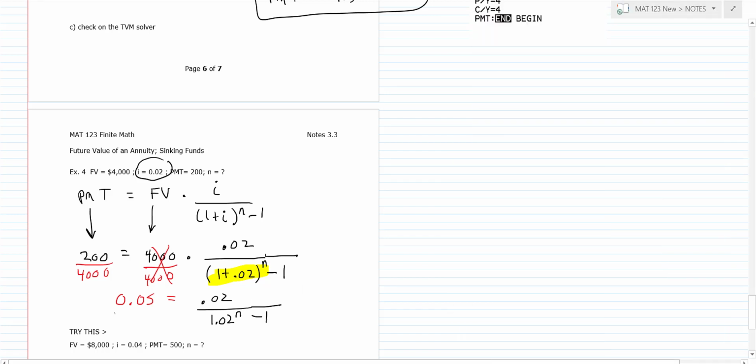Okay, what we're going to do next, a good way to do this, is just cross multiply. So I'm going to go like this. I'll go this direction. I'll get 0.05 times the whole thing, 1.02 to the n minus 1. And then this way I've got 0.02 like that. Okay, that's a proportion, so you can cross multiply that. All right, you with me so far?